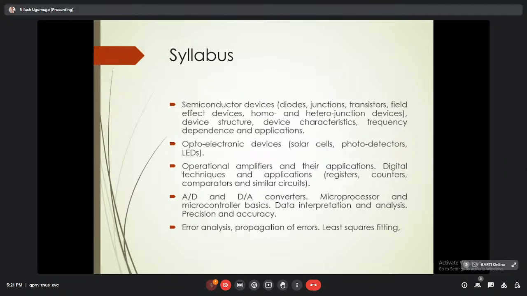Another area is the optoelectronic devices, as everybody knows, like photovoltaics or solar cells, photodetectors, or LEDs. These can be considered optoelectronic devices. Then another category is simply ICs, which are also made of, or can be considered, electronic components. So operational amplifiers and their applications.